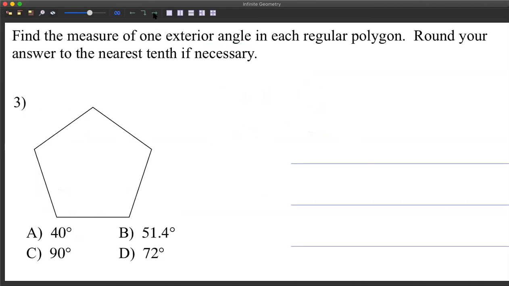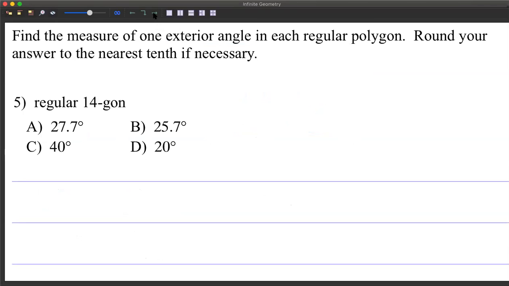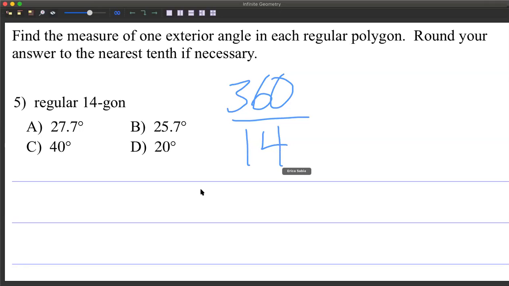Now, eventually you're going to hit ones where they don't give you a picture. They just give you the words. So here you've got just the 14-gon. So all I have to do is 360 divided by 14, because a 14-gon would have 14 sides, right? So that's all I'm doing there. Looks like you're going to round to the nearest tenth, so be careful.